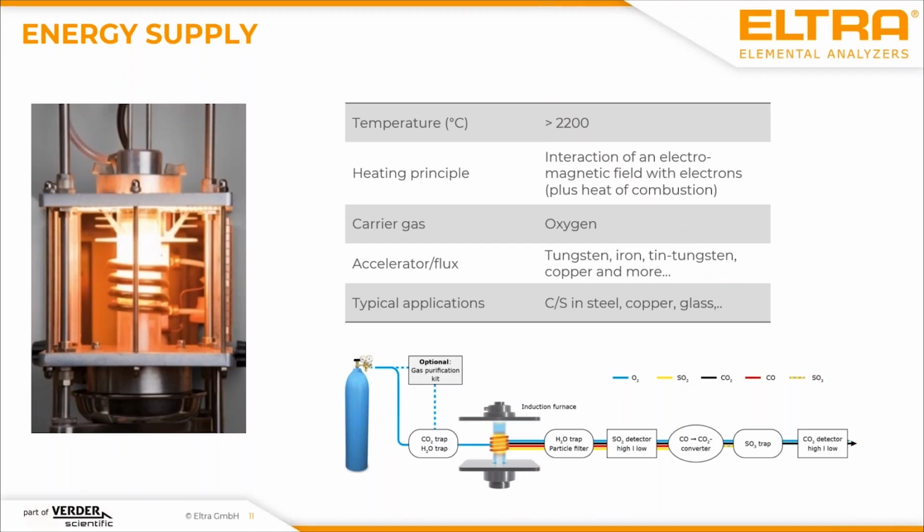The carrier gas is oxygen. It's pure oxygen. Normally, we advise 99.5%, which is a normal quality you can buy everywhere in the world. We have some accelerators. I will talk later about what they mean and why we need them. The typical application, which is what we are talking about here, is carbon and sulfur in steel and copper. It's not only for metals; you can also use this for glasses, cement, and ceramics, but this is something we will not talk about today.